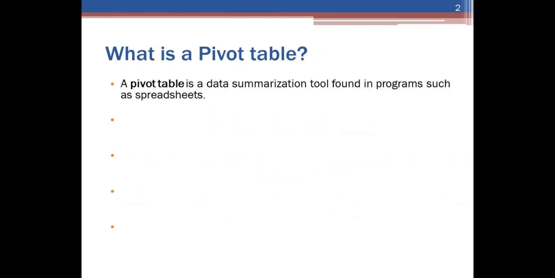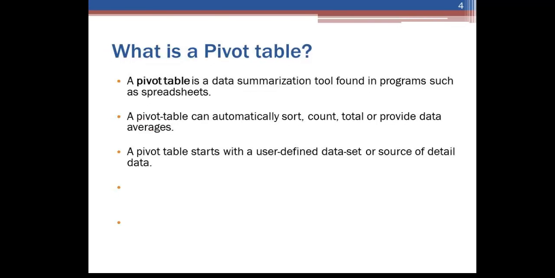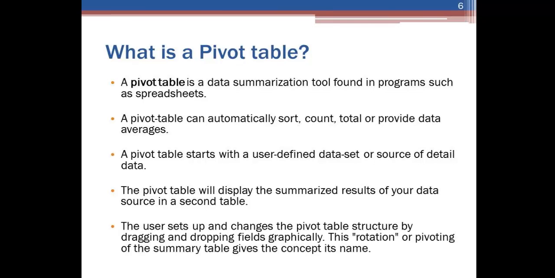What is a pivot table? A pivot table is a data summarization tool found in programs such as spreadsheets. A pivot table can automatically sort, count, total, or provide data averages. A pivot table starts with a user-defined data set or source of detailed data. The pivot table will display the summarized results of your data source in a second table. The user sets up and changes the pivot table structure by dragging and dropping fields graphically. This rotation or pivoting of the summary table gives the concept its name, pivot table.